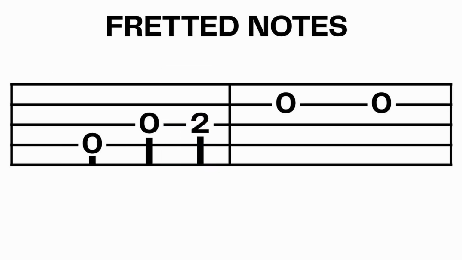Fretted notes will appear as numbers which aren't 0. So for example, on the screen now, the middle string is fretted at the 2nd fret. Should sound like this. So altogether, both measures on the screen should sound like this.